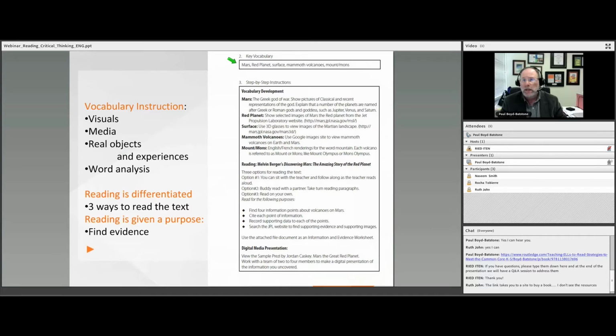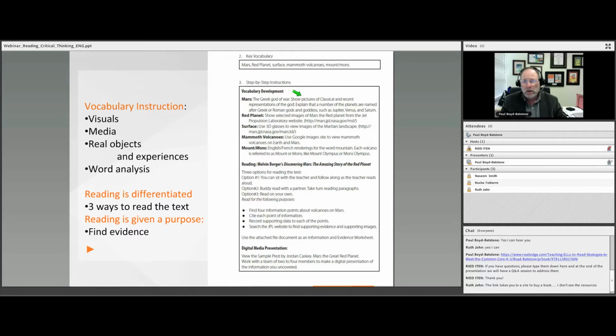Before we get into the reading, I'm going to teach the vocabulary. And this is going to be discipline-specific vocabulary. We're going to deal with the words Mars, red planet, surface, mammoth volcanoes, mount, and mons. Where do those words come from? Because these are key words in the text.